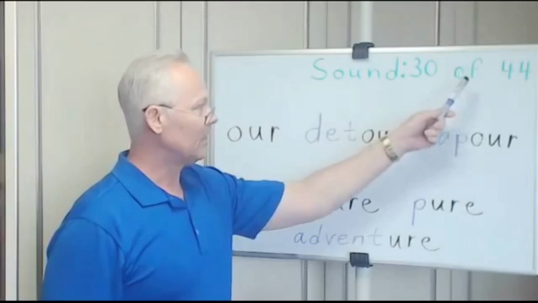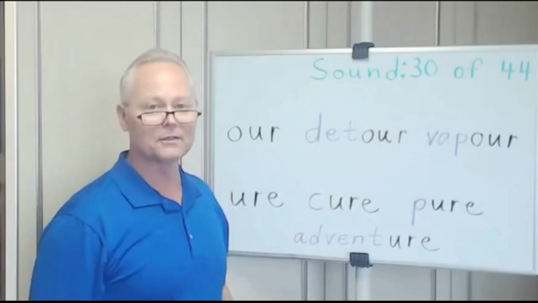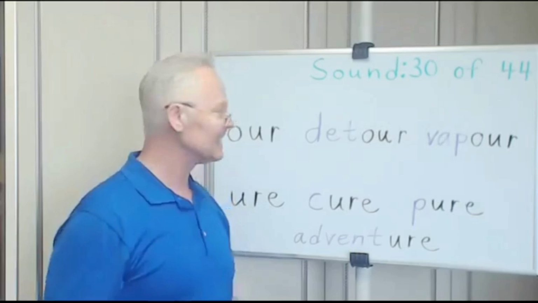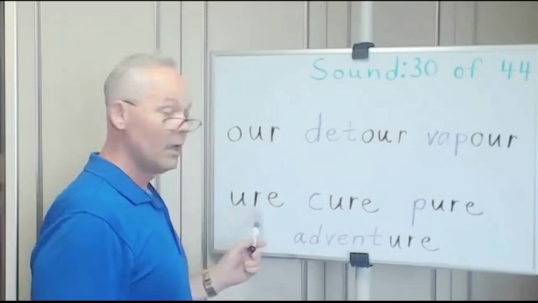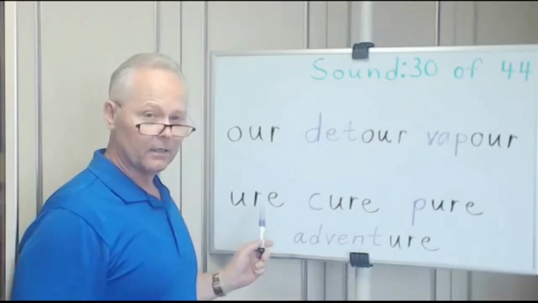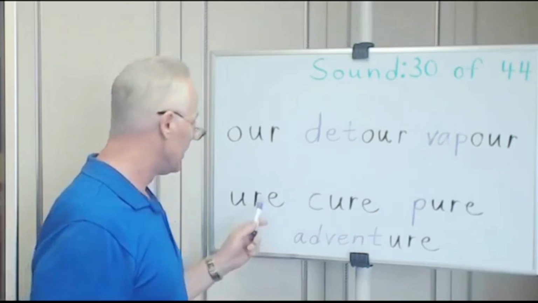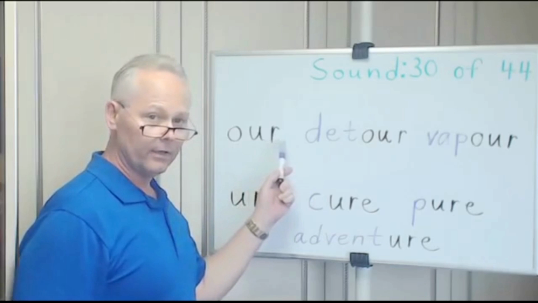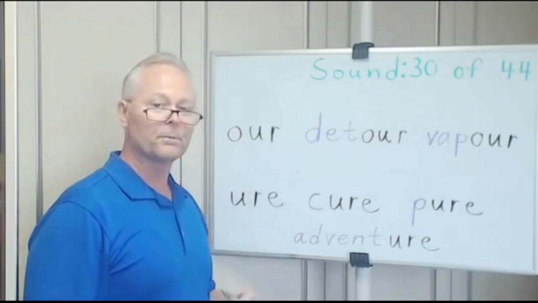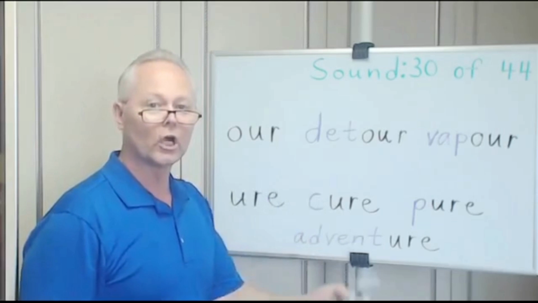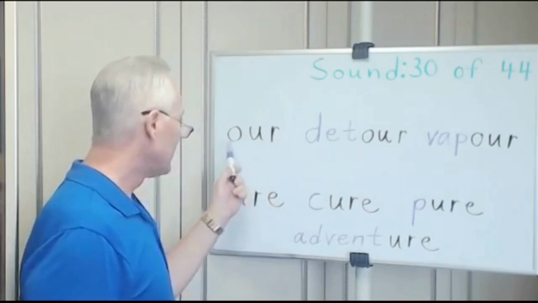Hello. Sound 30 of the 44 sounds that make up American English. Here we have 3-letter combinations. What sound do you think we're making here? How about or? We have or.